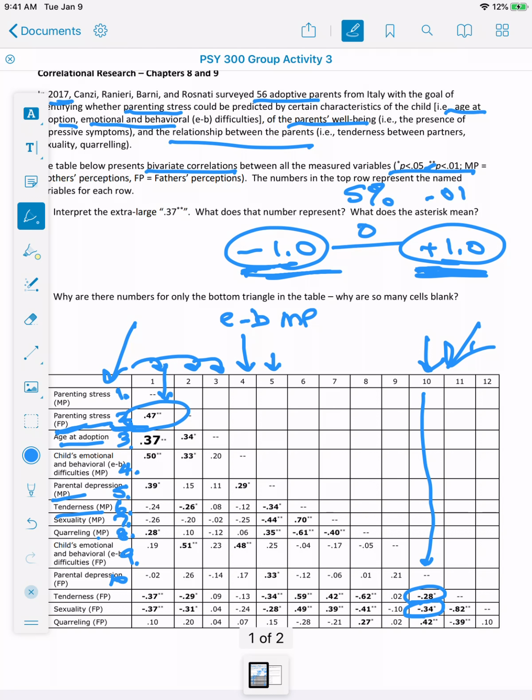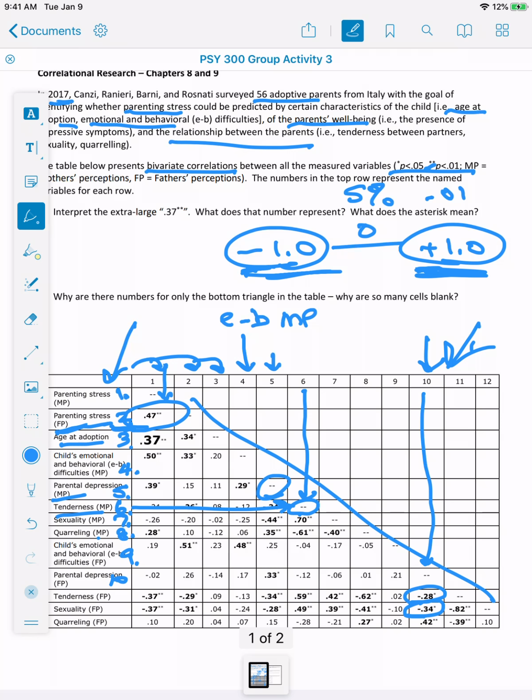So you might ask yourself, well, why do some cells have dashes? Well, if you notice, that's where the same measure intersects itself. So column 6 represents the tenderness of the relationship as indicated by mom. Row 6 is the tenderness of the relationship as indicated by mom. In other words, a measure that correlates with itself is always a 1, and it's meaningless because a bivariate correlation is supposed to be about 2 different measures. And so in science, we just put dashes in those cells.